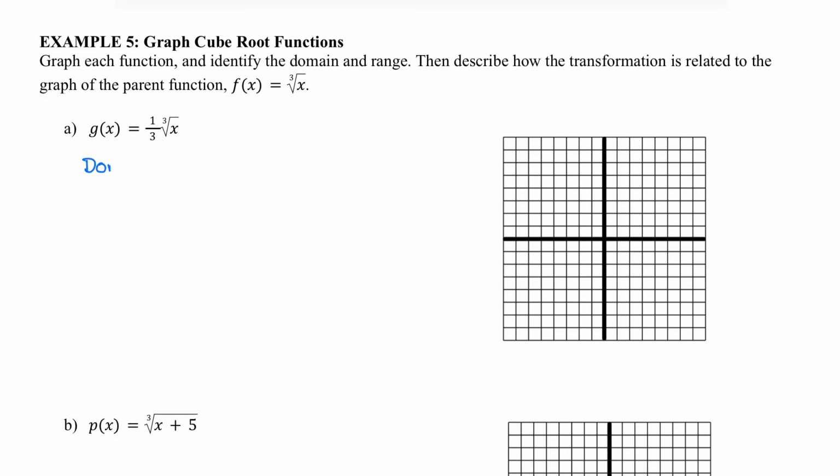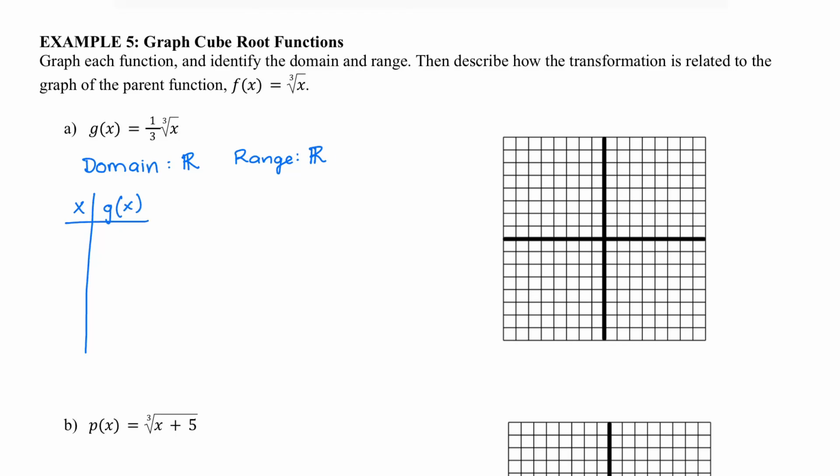So our domain is going to be all real numbers. Our range is also going to be all real numbers, which we represent with this R that has two vertical lines. So we're going to graph this function using a table. So we're going to have x and g of x.